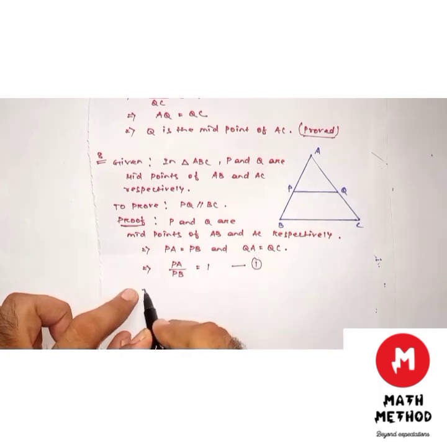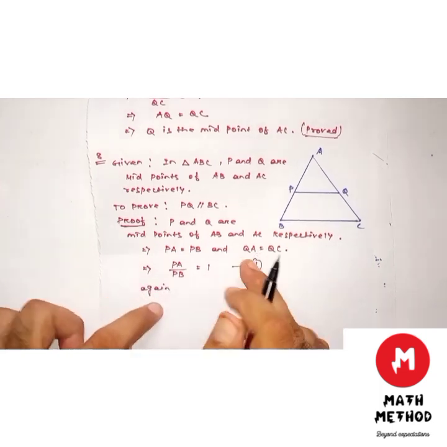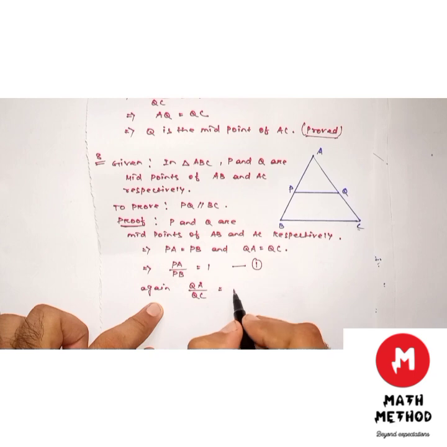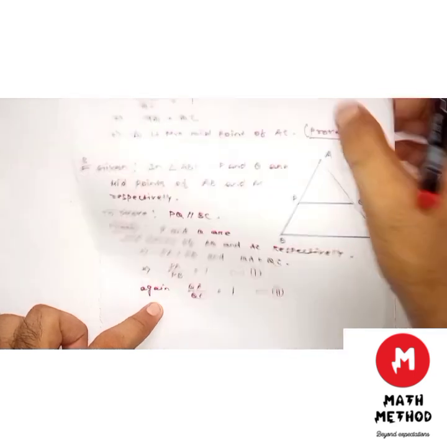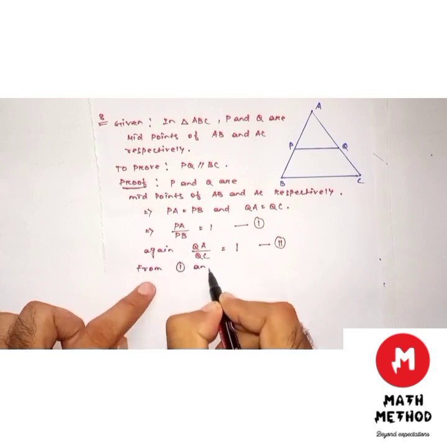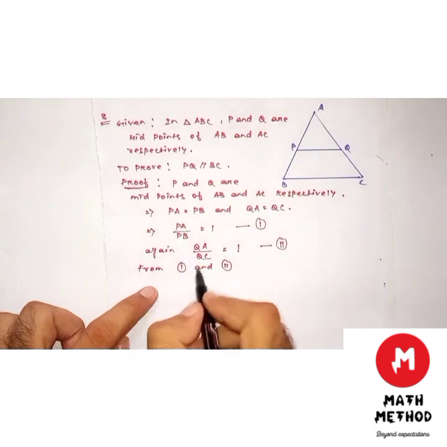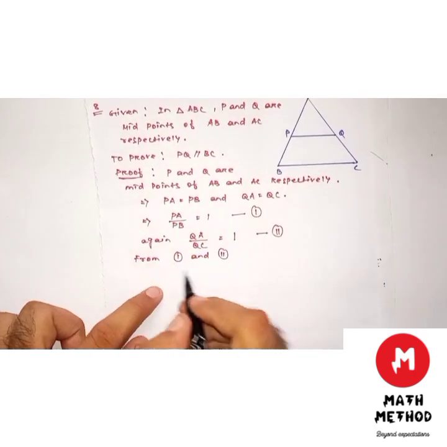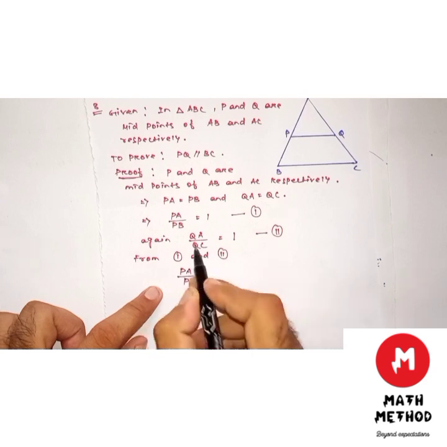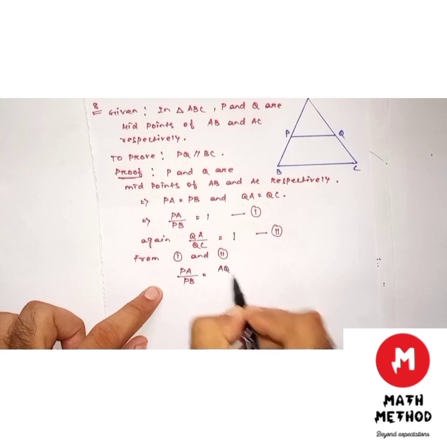Similarly, again QA upon QC is equal to, again this QA is equal to QC. Then if we divide QA upon QC, both are equal, then we will get 1. This is our equation number 2. Now from 1 and 2 both RHS are equal, therefore LHS will be equal. Therefore PA upon PB is equal to QA or AQ upon QC.